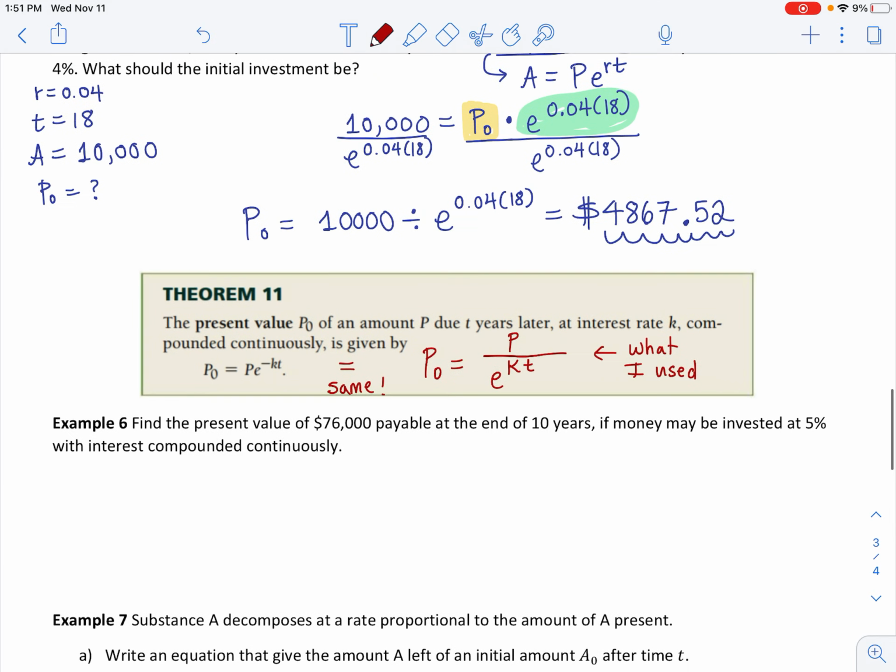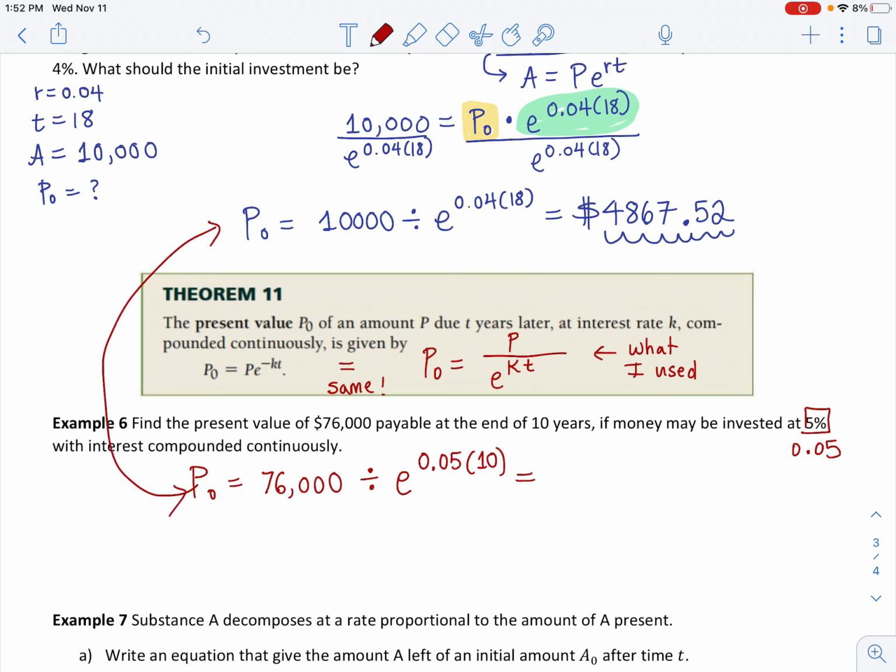Okay, so let's use this formula on examples 6 and 7. Example 6: find the present value, P naught, of $76,000 payable at the end of 10 years. So I'm going to do 76,000 divided by e to the, what is the interest rate? 5%, 0.05. So e to the 0.05 times 10. So this is what I did above. You see how they're very, very similar?